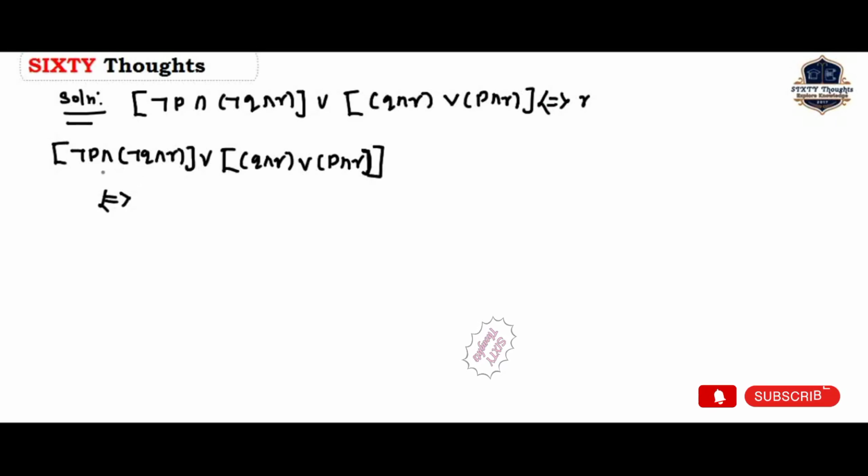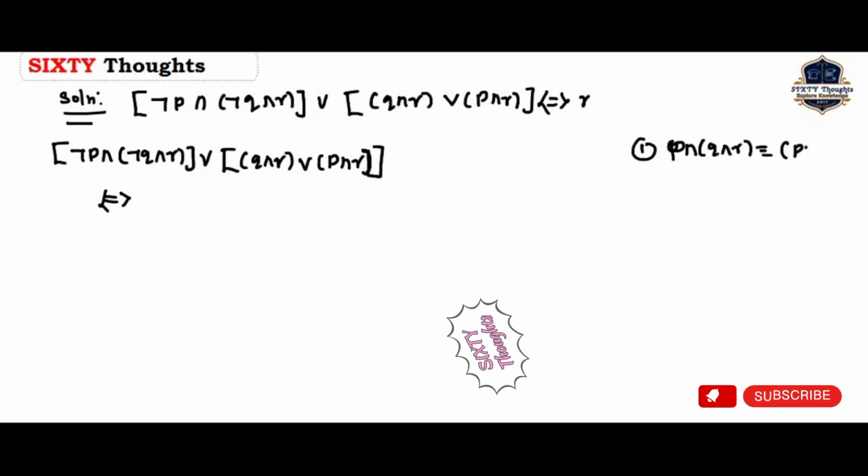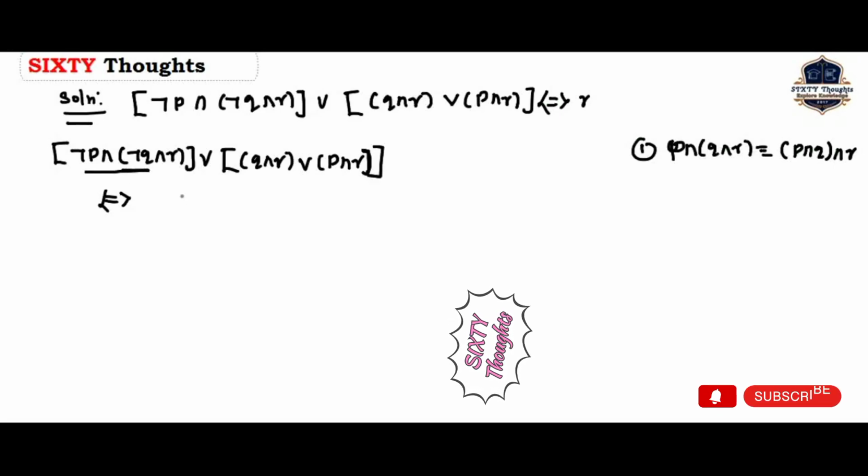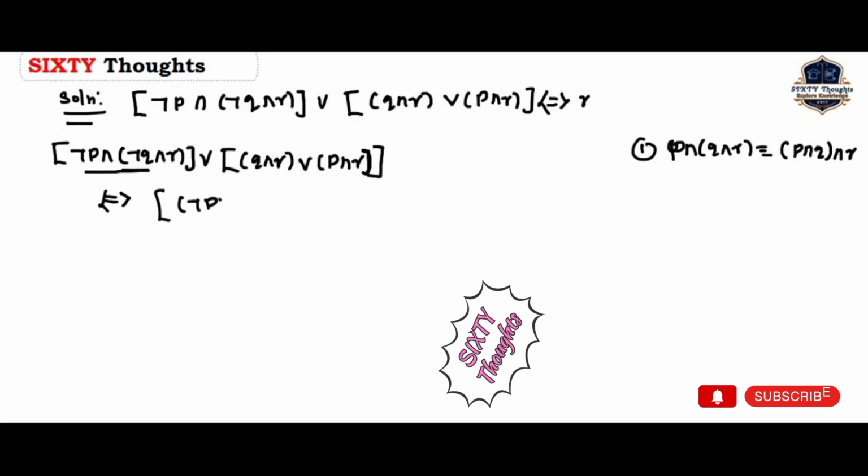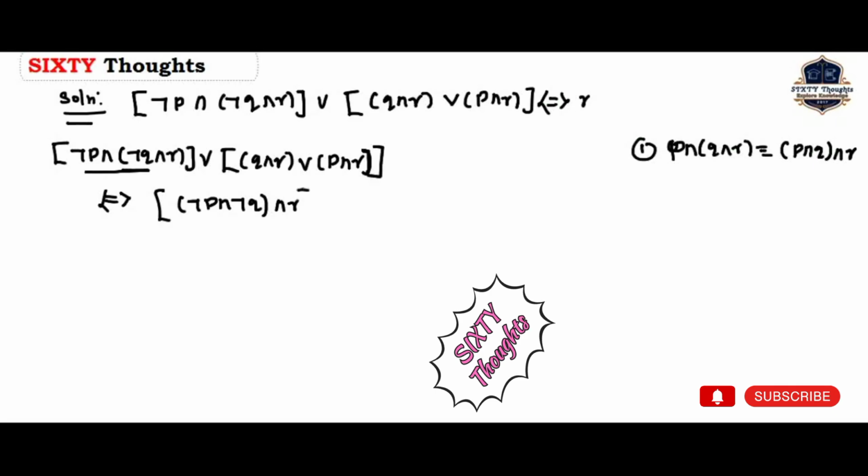First I am going to interchange this bracket by using the associative law. What is the associative law? P and Q and R is equal to P and Q and R, just interchanging the bracket. I am going to interchange these two variables only, so that we can write negation P and negation Q, just interchanging the term, and R. Okay, so R comes to here.